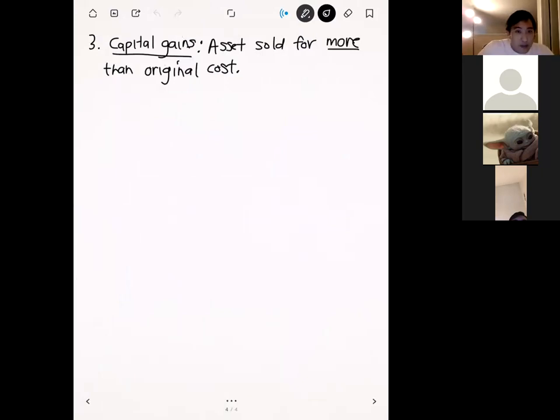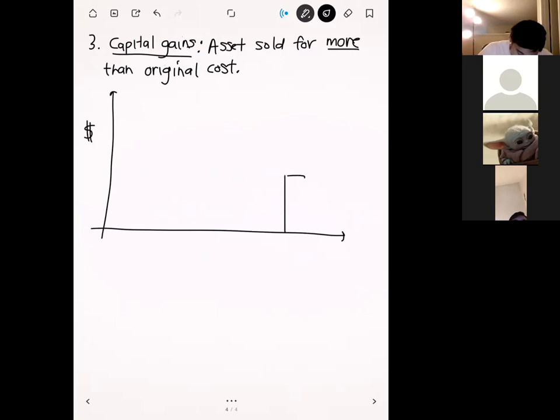All right, capital gains. This is a case where the market value is so high that it exceeds both the book value and the original cost. The situation looks something like this. Let's say we have this third column right here, and this is the original cost. Then let's say some time has passed such that the book value is given by this.